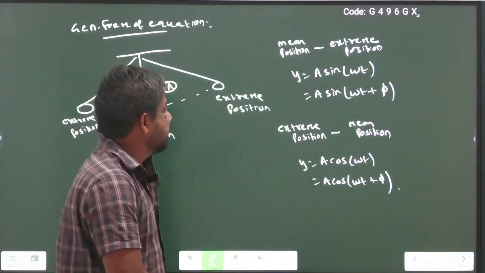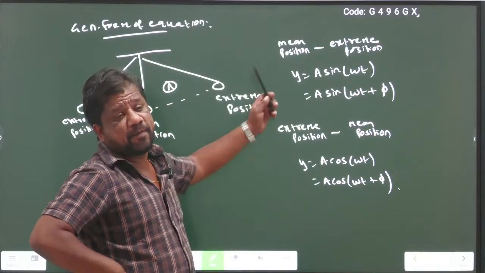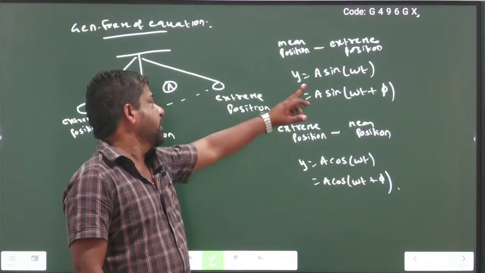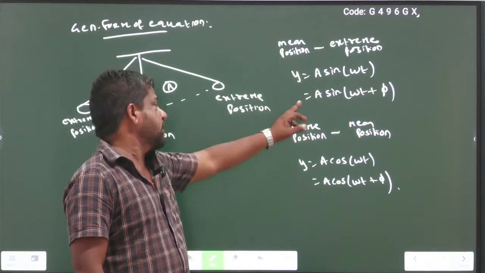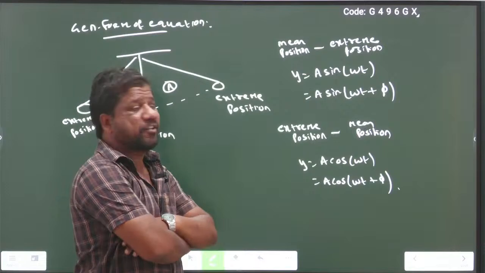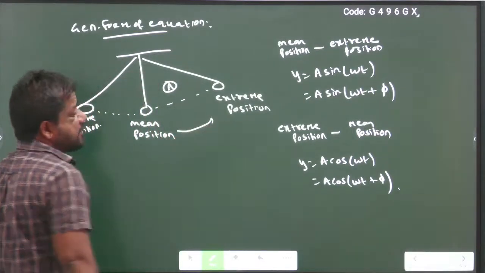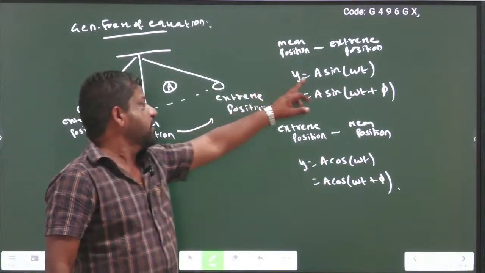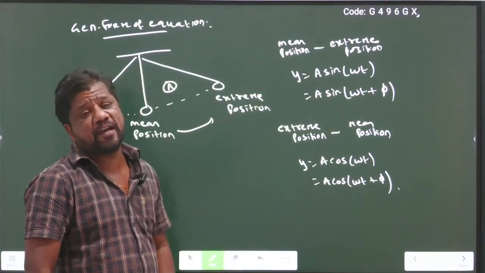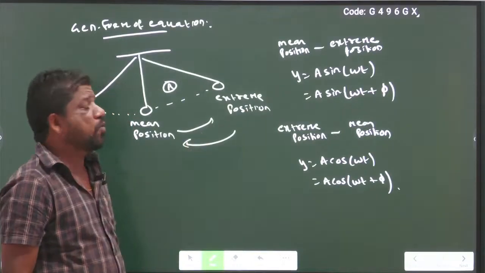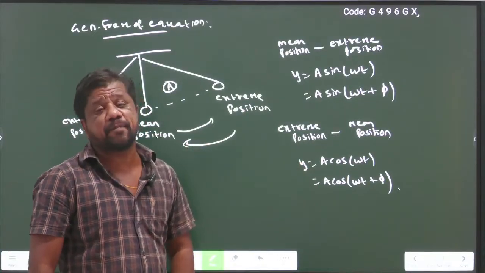Now look carefully. If the particle is moving from mean position to extreme position, the general form is y is equal to A sin omega t, otherwise A sin omega t plus phi. If it is moving from extreme position to mean position, then the equation becomes what?